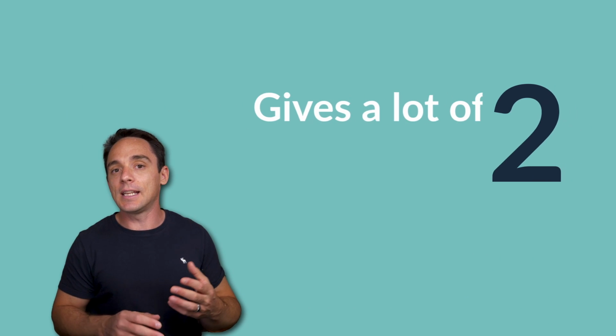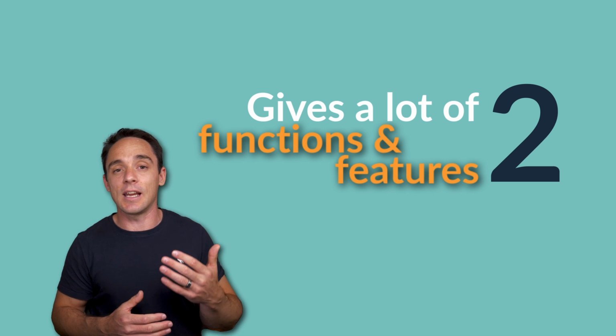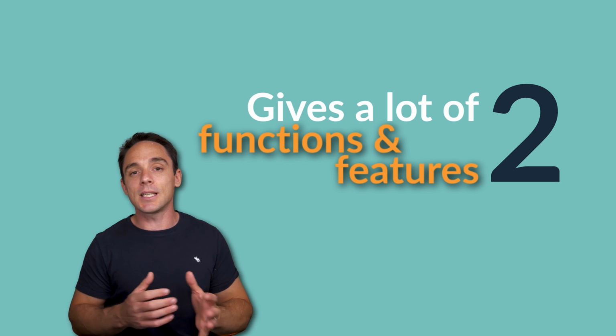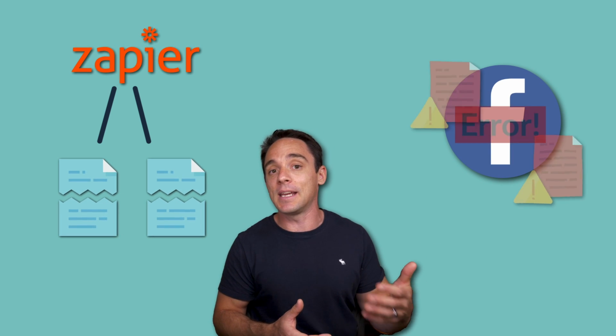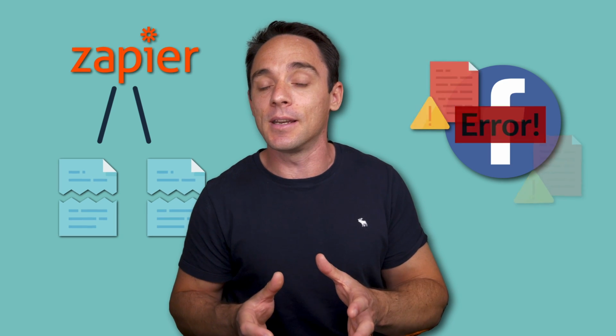And two, it gives you a lot of the advanced functions and features of the Conversions API that some of the other simpler methods don't. So for example, with the Zapier setup, it didn't handle deduplication. So what would always happen there is you would get errors inside the Facebook Ad Manager telling you that your events aren't being deduplicated. That doesn't happen with this method.